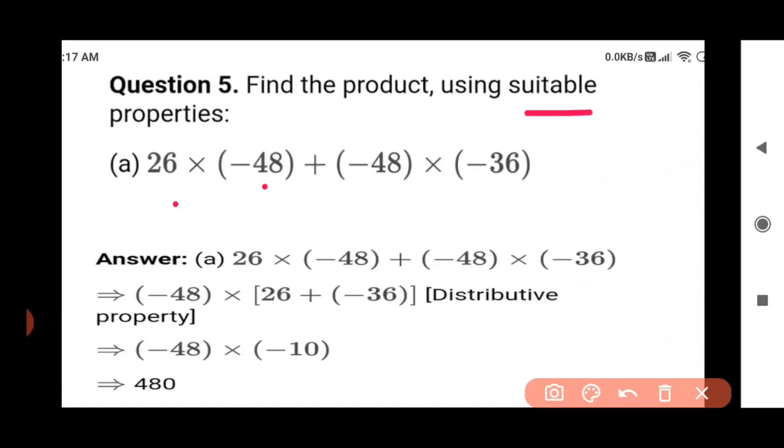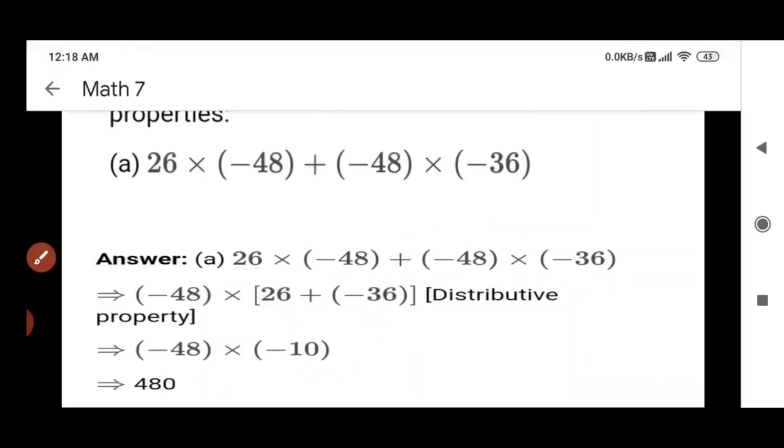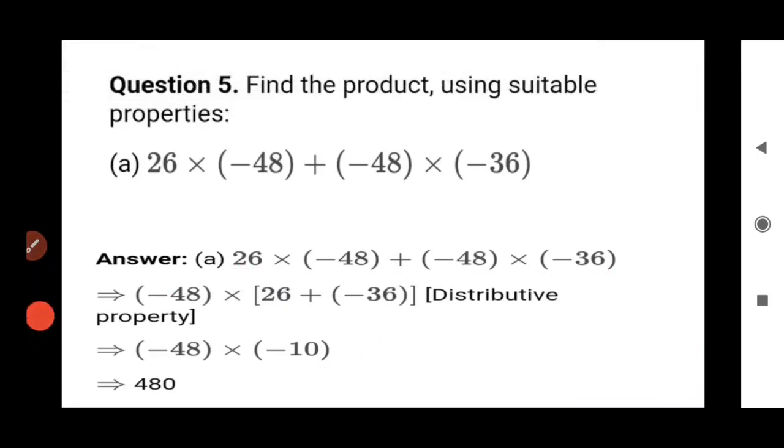26 into minus 48 plus minus 48 into minus 36. Solution. 26 into minus 48 plus minus 48 into minus 36. Here minus 48, take it out commonly. So minus 48 into (26 plus minus 36). 26 plus minus 36 is minus 10. You know very well this is the distributive property. So minus 48 into minus 10, you get 480. Once again I repeat, that is the distributive property: a into (b plus c) equal to a into b plus a into c.